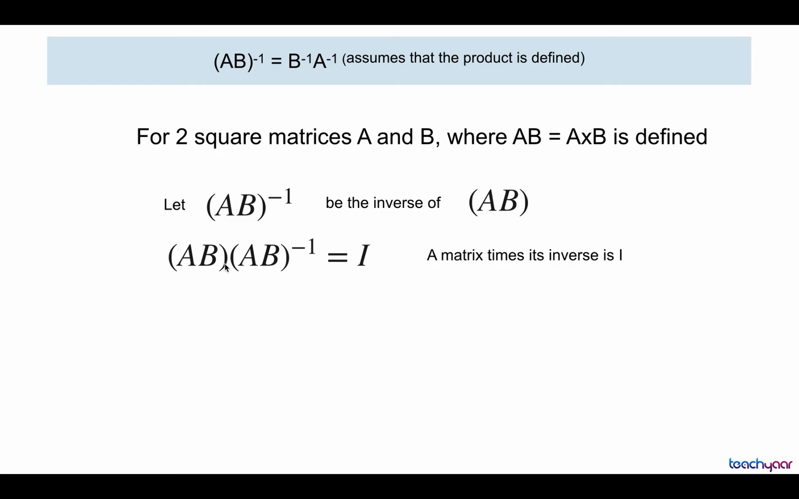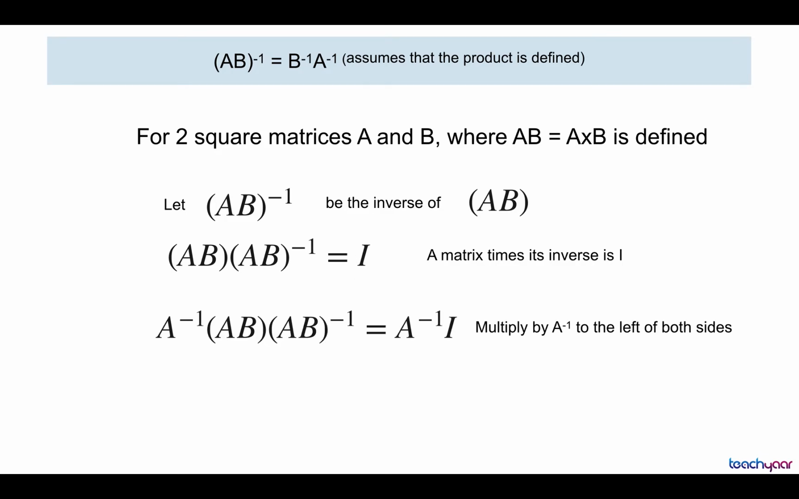Now again, like we've done in the previous concept where we proved that the inverse is unique, you take (AB) inverse, multiply that by AB, and you get the identity matrix, right? Because (AB) inverse is the inverse of AB. So by definition of the inverse, we know it's the identity matrix. So what we do next is pre-multiply both sides of that equation by A inverse, right? So A inverse times (AB) inverse AB is equal to A inverse I, right?